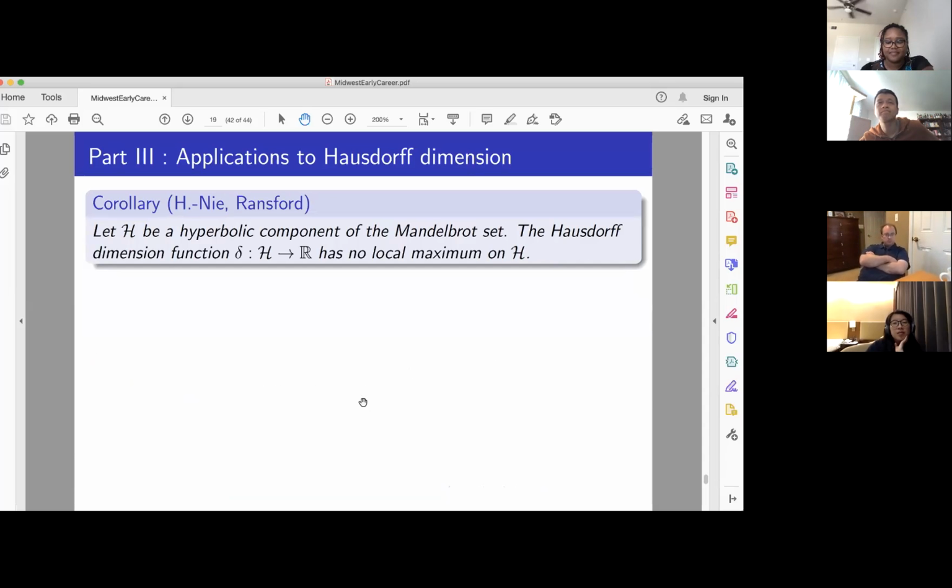to Hausdorff dimensions, right? So actually, Hongming and I started this project with the goal of understanding the Hausdorff dimension function on hyperbolic components. With our current work, we know the Hausdorff dimension function does not have a local maximum on any hyperbolic component. And this is also proved by Ransford with an analytic method. And still, we do not know much more beyond that.